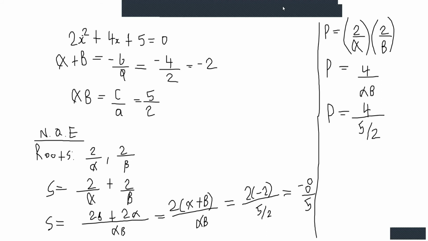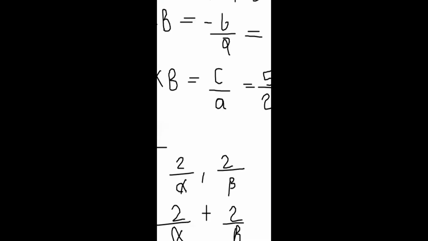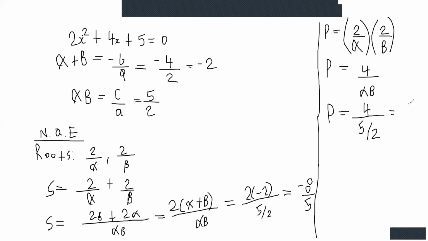Again, I'm not going to work this out. You're going to go to the calculator. I know it's lazy. 4 divided by 5 over 2. 8 over 5. So that's what we end up with for the product, 8 over 5.